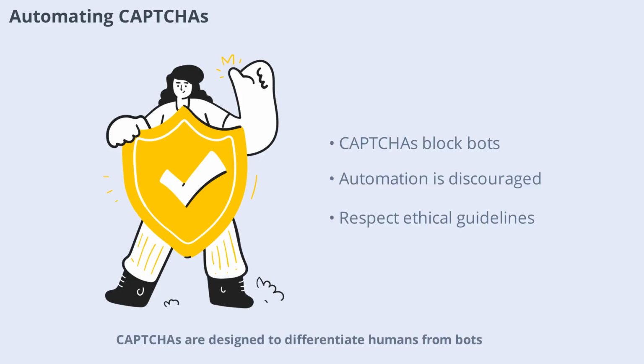CAPTCHAs are designed to differentiate humans from bots, using tasks that are easy for people but hard for machines. While some tools claim to solve CAPTCHAs using machine learning, most systems include measures to prevent automation. Bypassing CAPTCHAs is often unethical and may violate website terms of service. It's best to avoid automating these challenges in your tests.